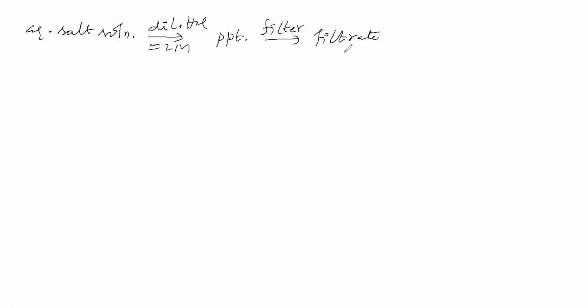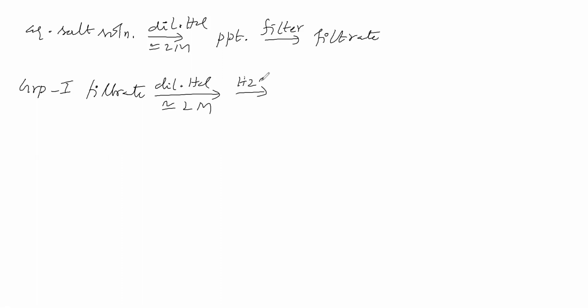Now we have taken this filtrate for group 2 analysis. The group 1 filtrate is in acidic medium because dilute HCl is there, at a concentration of 2 molar. For group 2, the medium is acidic, but the concentration of acid should be 0.2 molar. Therefore, this should be diluted by adding water. So we are proceeding to group 2.